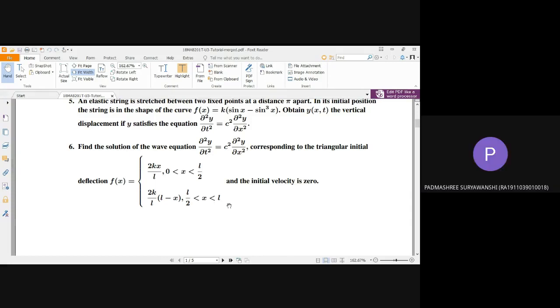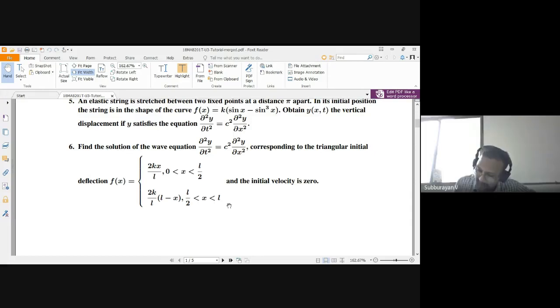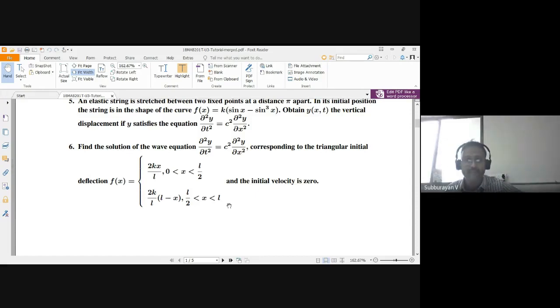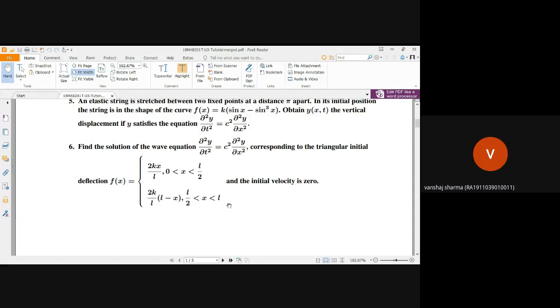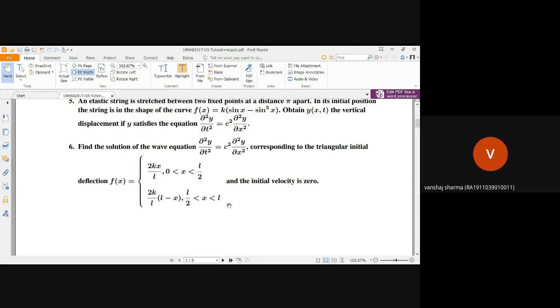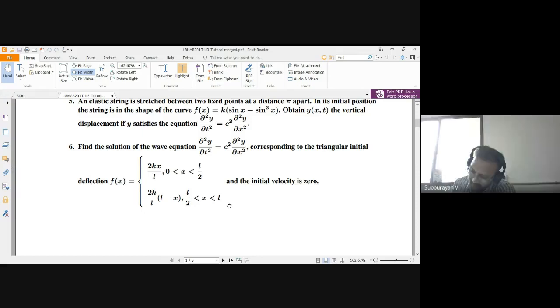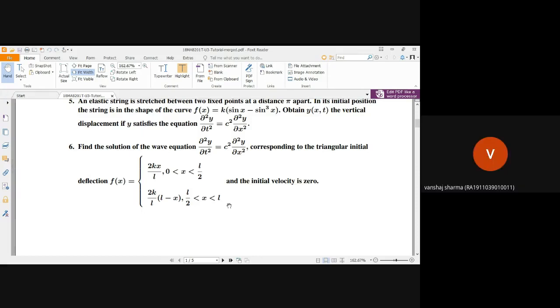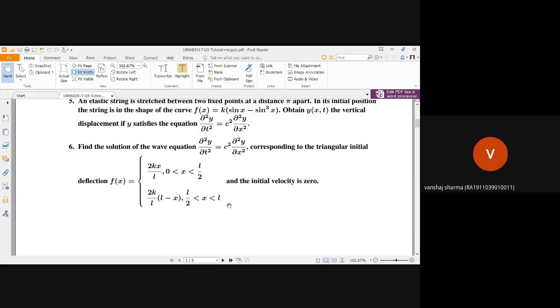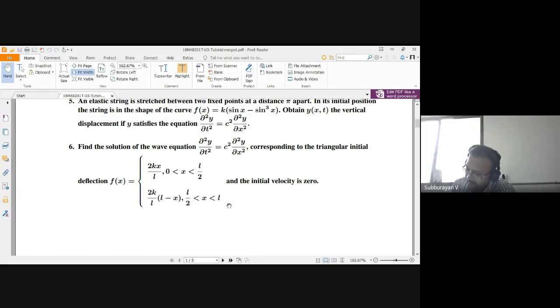We will divide the integral into two parts: 0 to L by 2, of 2kx upon L into sine n pi x by L dx, plus L by 2 to L, of 2k(L minus x) upon L into sine n pi x by L dx. Okay, please integrate this and tell me what the formula for bn is.